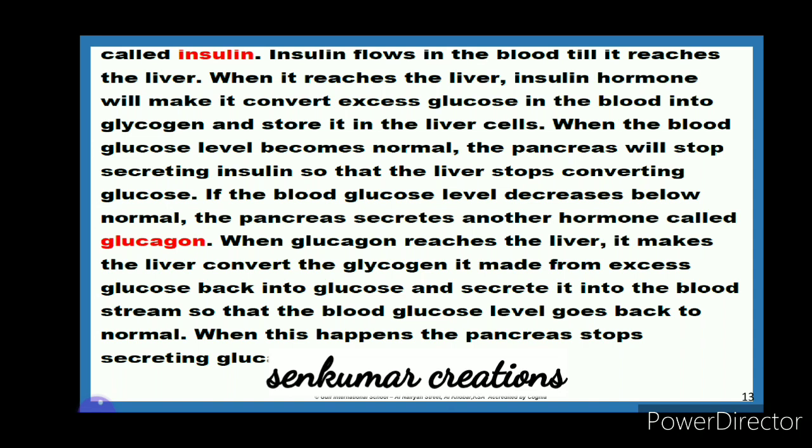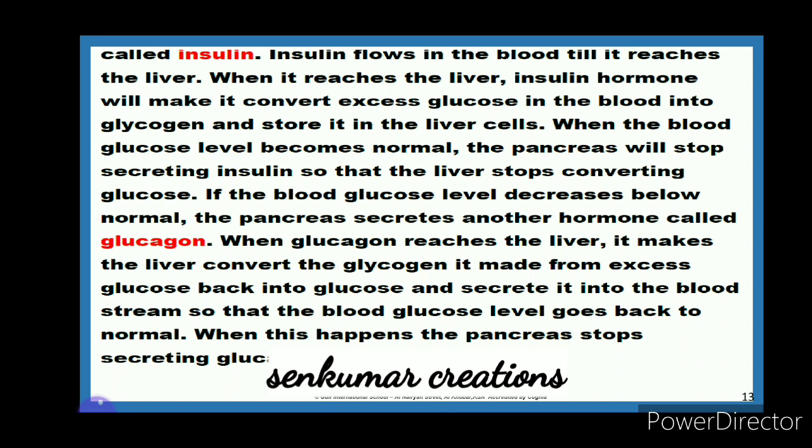So if the blood glucose level decreases below normal, the pancreas secretes another hormone called glucagon. When glucagon reaches the liver, it makes the liver convert the glycogen it made from excess glucose back into glucose and secrete it into the bloodstream so that the blood glucose level goes back to normal. So if the glucose level becomes low, the pancreas secretes another hormone, glucagon. This glucagon changes the glycogen into glucose and sends it to the bloodstream. So it comes to the normal level.